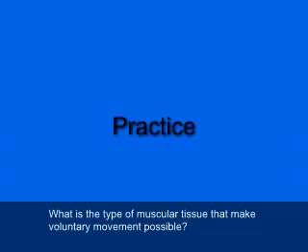Now we're going to do some practice. What is the type of muscular tissue that makes voluntary movement possible? Well, that's the skeletal muscle. And do you remember how skeletal muscles appear? Well, they appear striated. S-T-R-A-T-E-D.